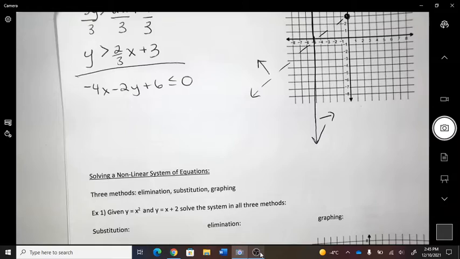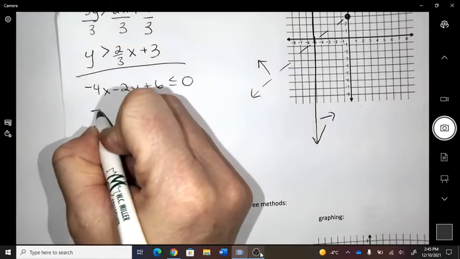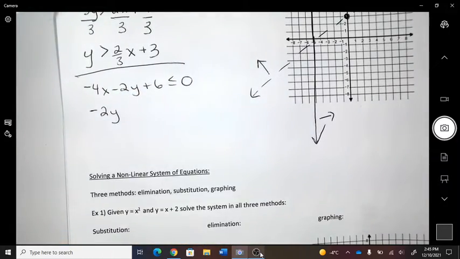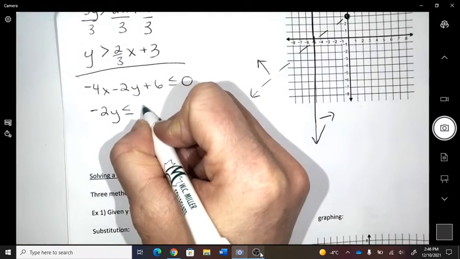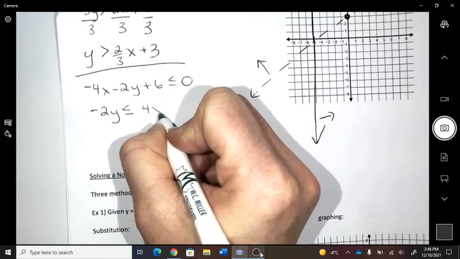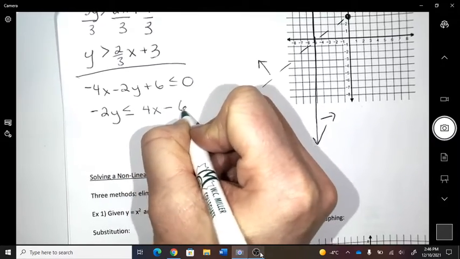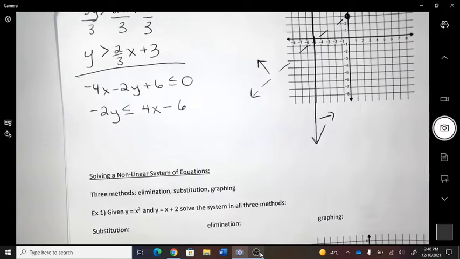Algebra. So I'm going to go negative 2y less than or equal to. I'm going to move the x stuff to the right side. I'm going to move the number to the right side. Okay. Now, how do I get the y alone here?